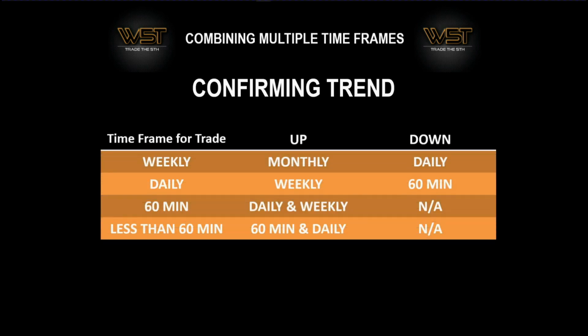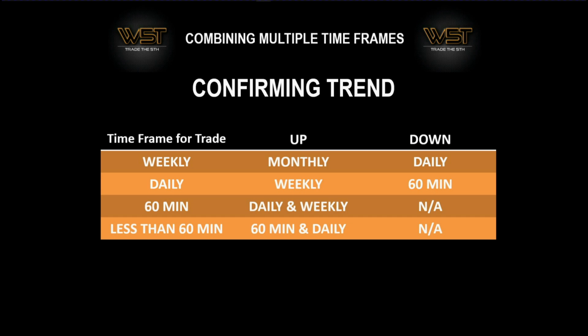So first of all, confirming a trend. Just some simple rules that should start to become part of your natural routine when working a potential trade. If you found a potential trade on the weekly time frame, go up to the monthly, see what's happening. Where are we? Is it a bearish trend? Is it a bullish trend? Is it going sideways? Try and understand that main trend.